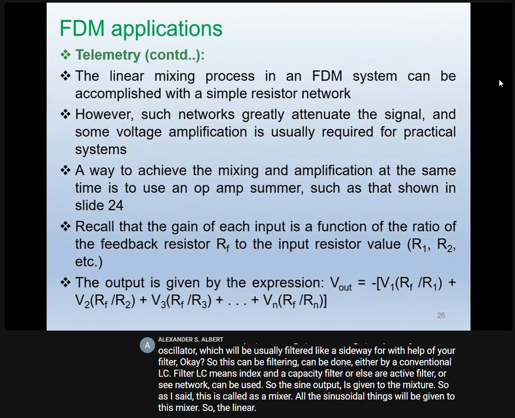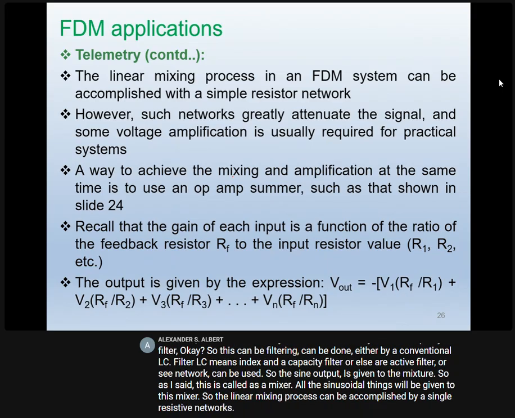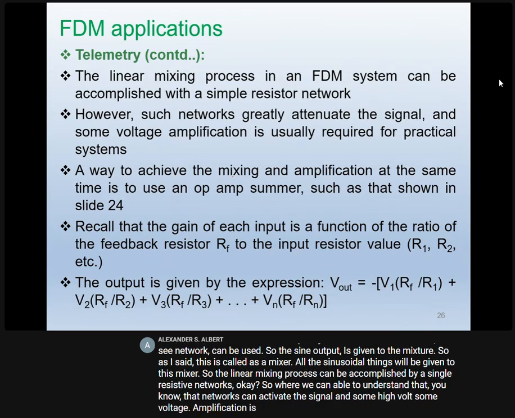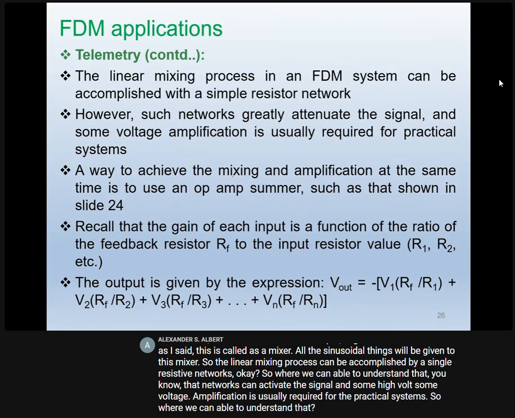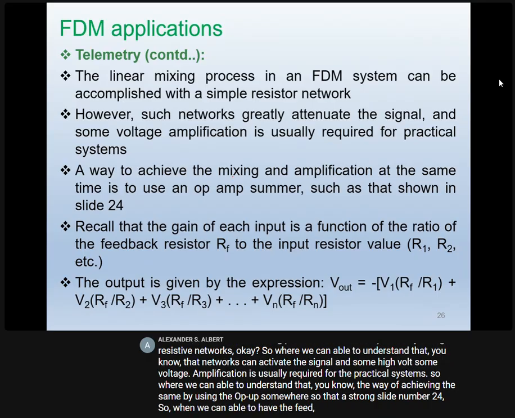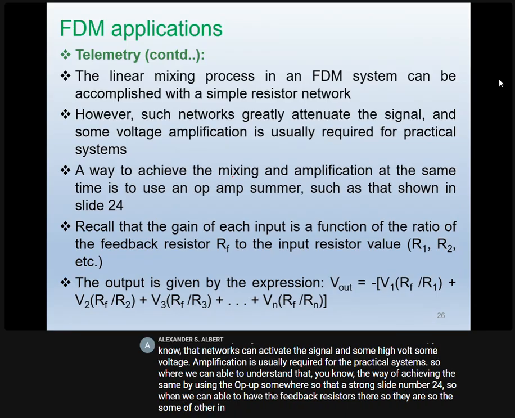The linear mixing process can be accomplished by a simple resistive network. That network can attenuate the signal, and some voltage amplification is usually required for practical systems. One way of achieving this is by using the op-amp summer, shown in slide number 24. Here there is a feedback resistor and also some other input resistors.